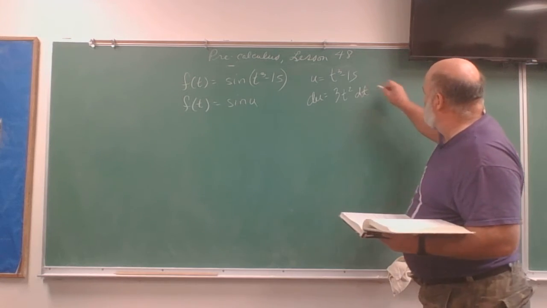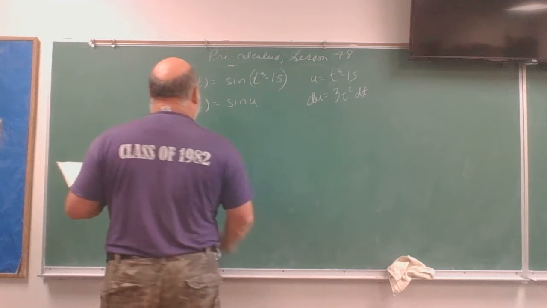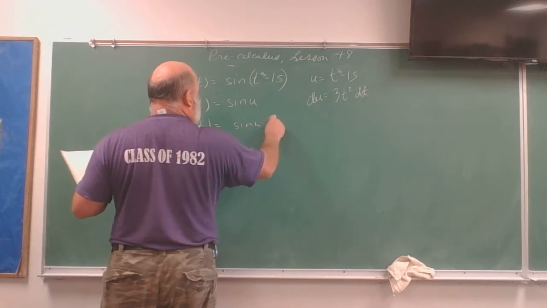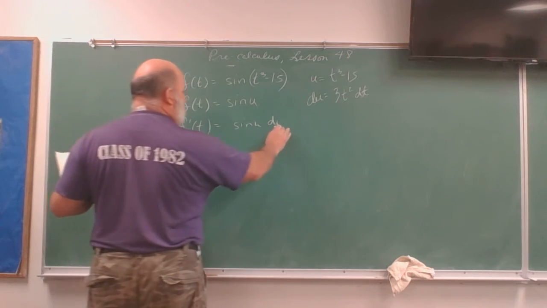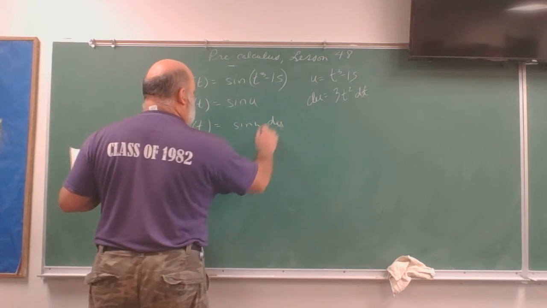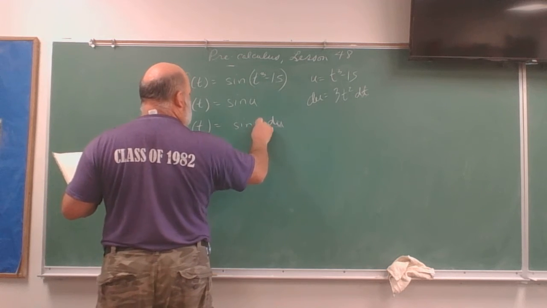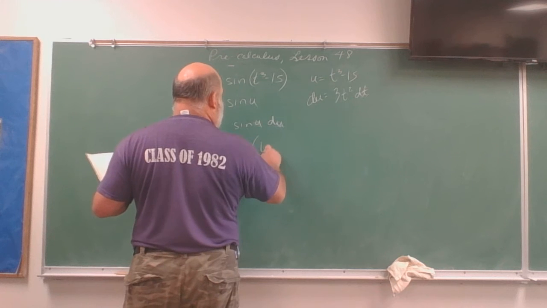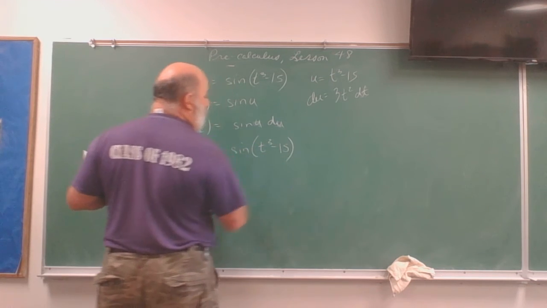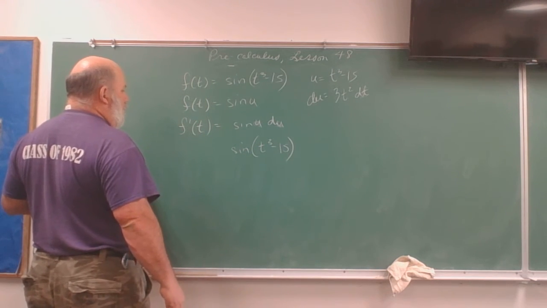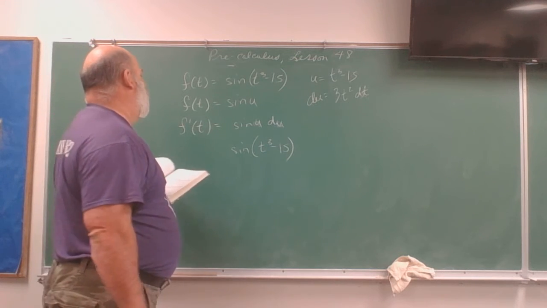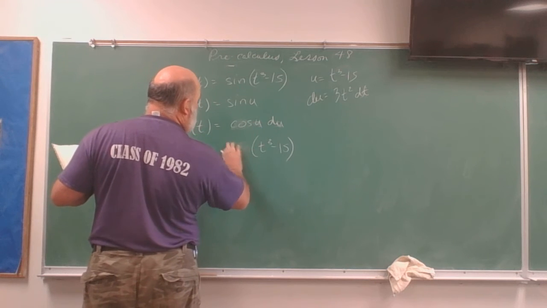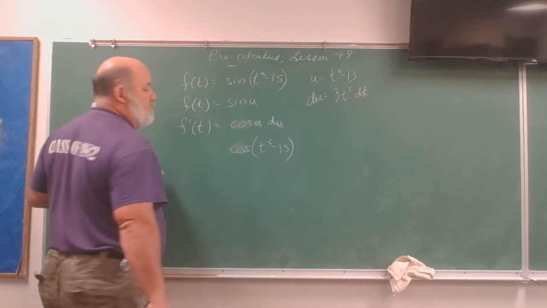Oops, broke my chalk. All right. Well, derivative of this will be sine of u du. That's a u there. And that's a u there. So it'll be sine of still the t cubed minus 15. We haven't lost that. Oh, I made a mistake. What's the derivative? It's not sine of u. It's cosine of u. Derivative of sine is cosine.